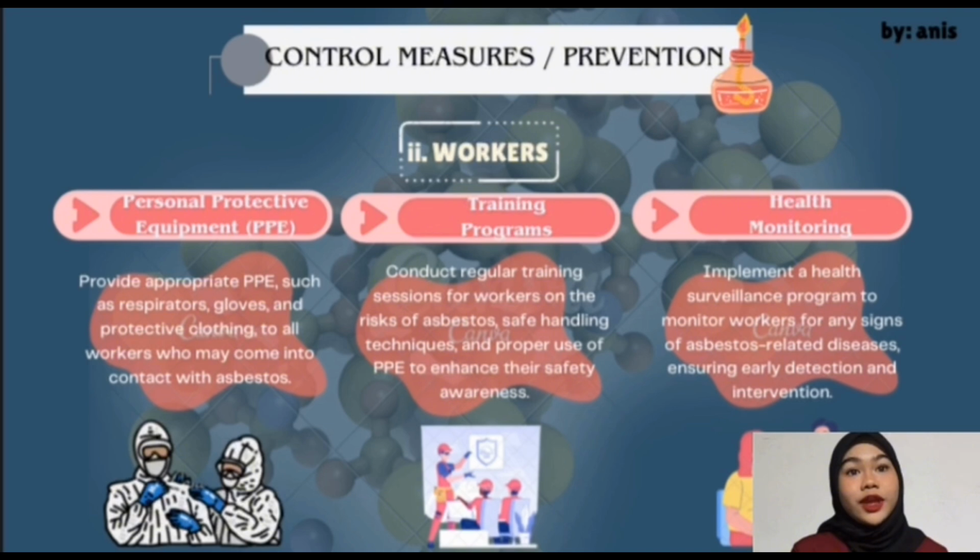So now we're moving to the workers. Their safety is our top priority. To that end, we must provide personal protective equipment (PPE) to all workers who might come into contact with asbestos. These include respirators, gloves, and protective clothing.